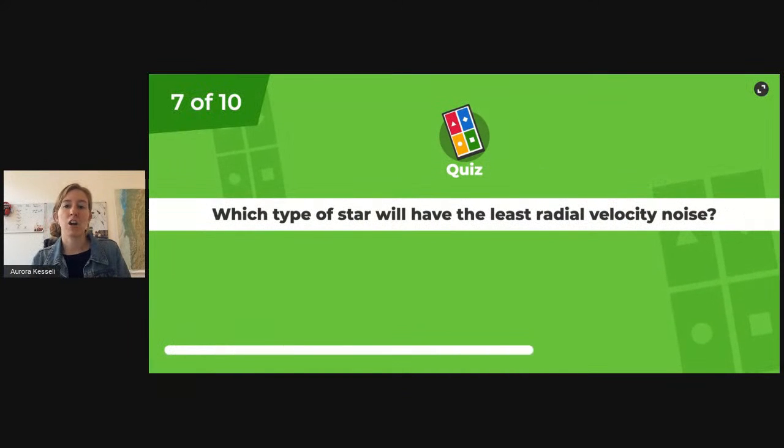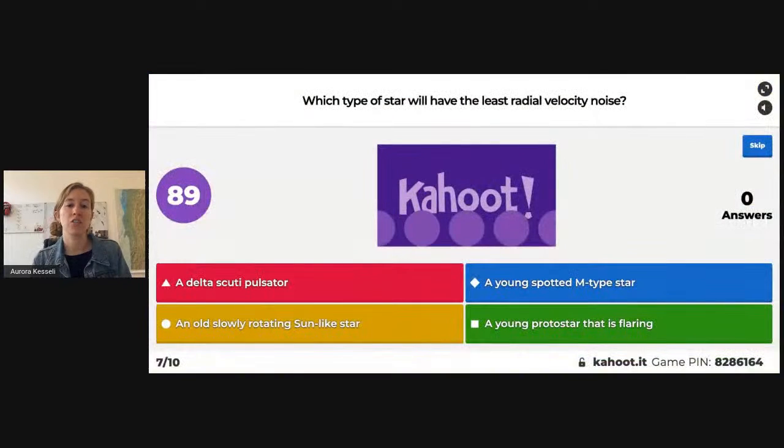Which type of star will have the least radial velocity noise? So this is astrophysical noise that you don't like. And which one will have the least amount of this noise? A delta Scuti pulsator, a young spotted M-type star, an old slowly rotating sun-like star, or a young protostar that is flaring?